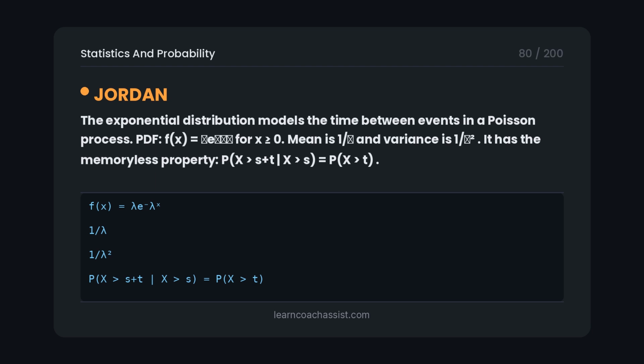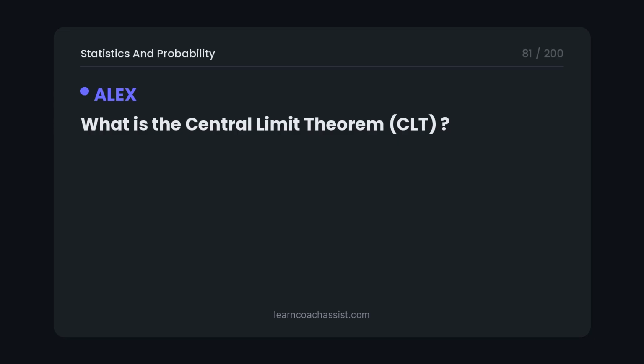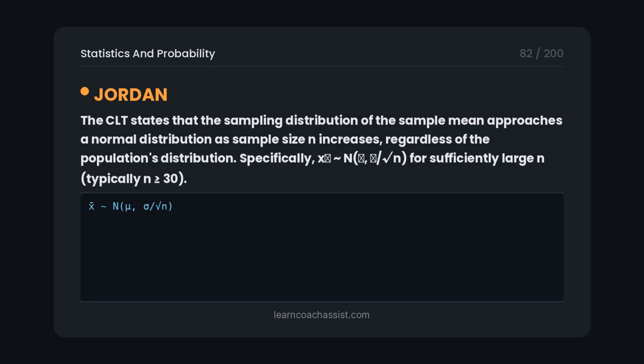What is the central limit theorem, CLT? The CLT states that the sampling distribution of the sample mean approaches a normal distribution as sample size n increases, regardless of the population's distribution. Specifically, X̄ ~ N(μ, σ/√n) for sufficiently large n, typically n greater than or equal to 30.